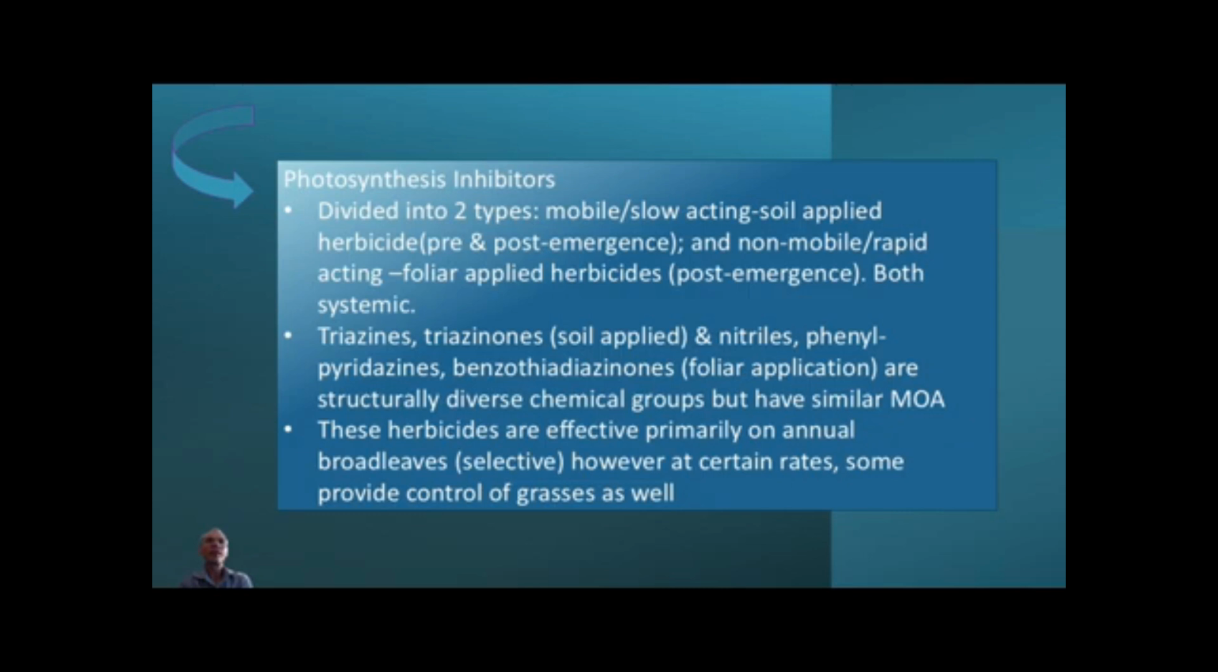Photosynthesis inhibitors are divided into two types: mobile, slow-acting, soil-applied herbicides, pre- and post-emergence, and non-mobile, rapid-acting, foliar-applied herbicides, post-emergence, both systemic. Triazines, triazinones, and nitriles are soil-applied; phenylpyridazines and benzothiadiazinones are foliar applied. They are structurally diverse chemical groups but have similar MOA. These herbicides are effective primarily on annual broadleaves, selective however at certain rates. Some provide control of grasses as well.